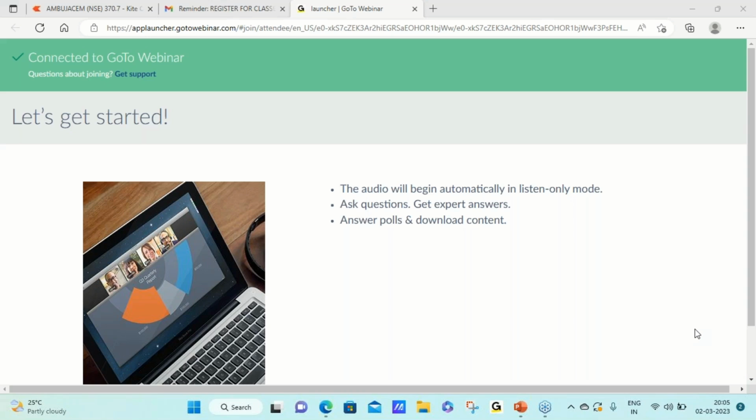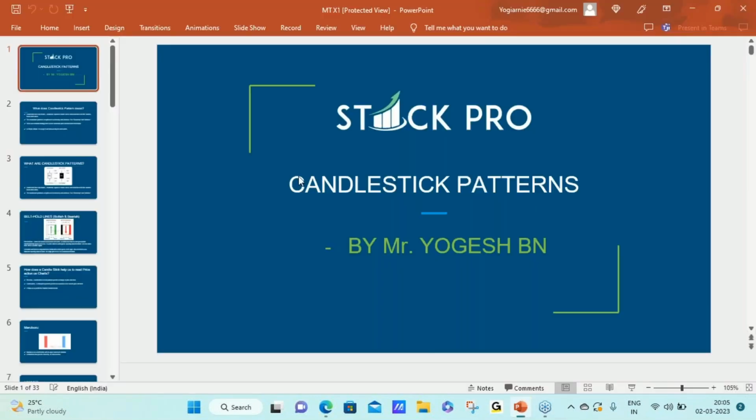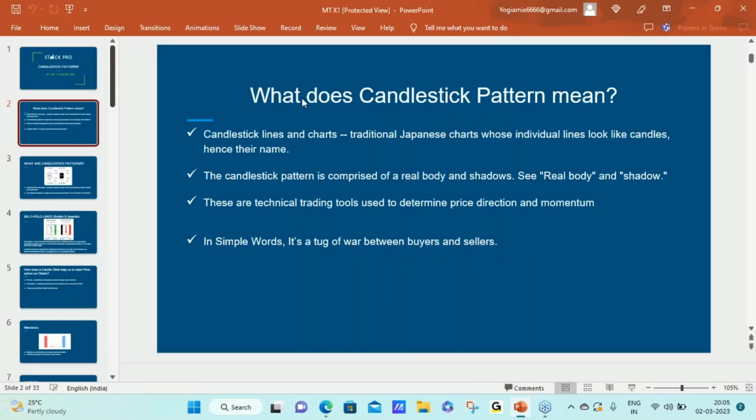So what are the candlestick patterns that we discussed earlier? We discussed Marubozu, bullish hammer, and inverted hammer, right? Yes or no? So let me just give you a quick revision about whatever we have learned. What is a candlestick pattern? It's a tug of war between buyers and sellers. It's a simple definition, very effective and easy to understand.